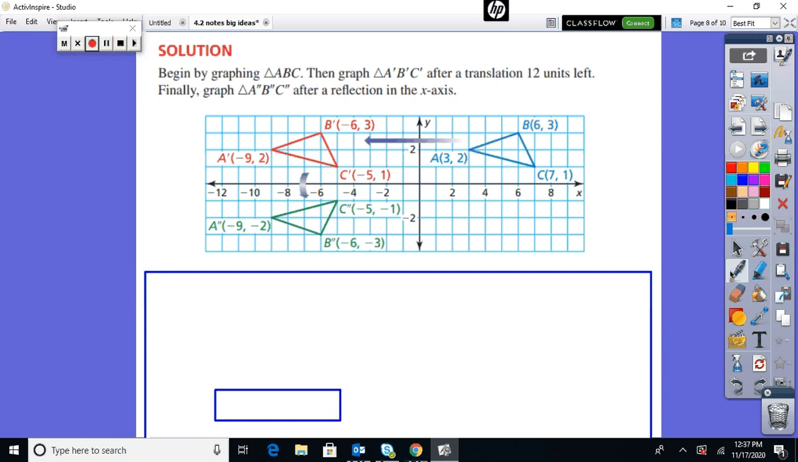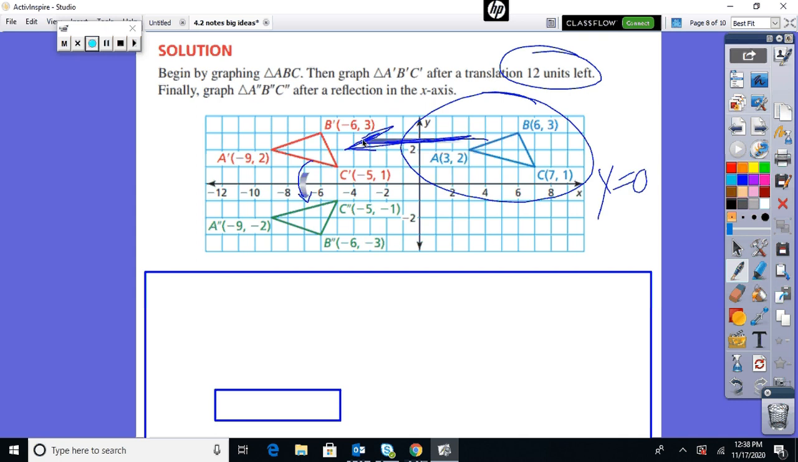Start out here, glide it or slide it 12 units to the left, and then reflect it in the x-axis, which is the line y equals 0. So since our glide and our flip are parallel, this constitutes a glide reflection.